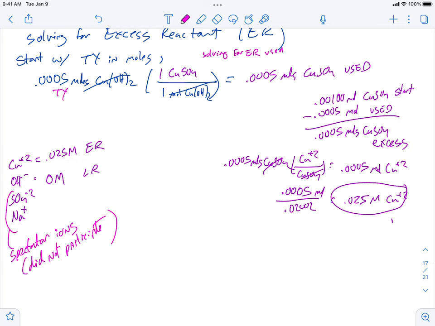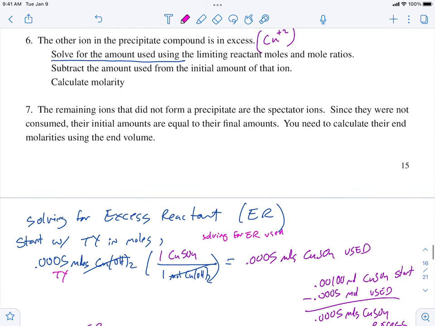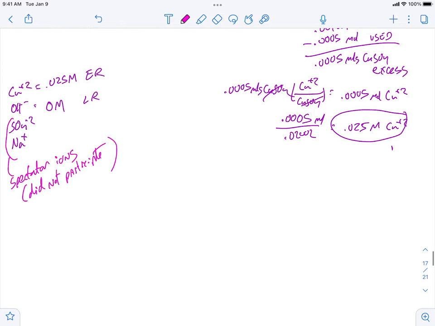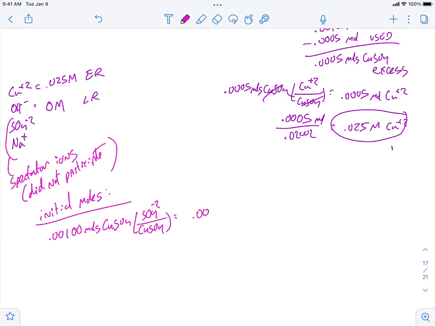To find their concentration is a lot more straightforward. All you do is take the moles of what the compound was at the beginning. So let's go back and find the moles of the copper sulfate, which was 0.001. I'm going to solve for the sulfate. There's one sulfate in copper sulfate, which means there's 0.001 moles of sulfate present. Because the sulfate did not react, the number of moles of sulfate is unchanged. So all I need to do is take that number of moles and divide it by the volume. Which will be 0.05.